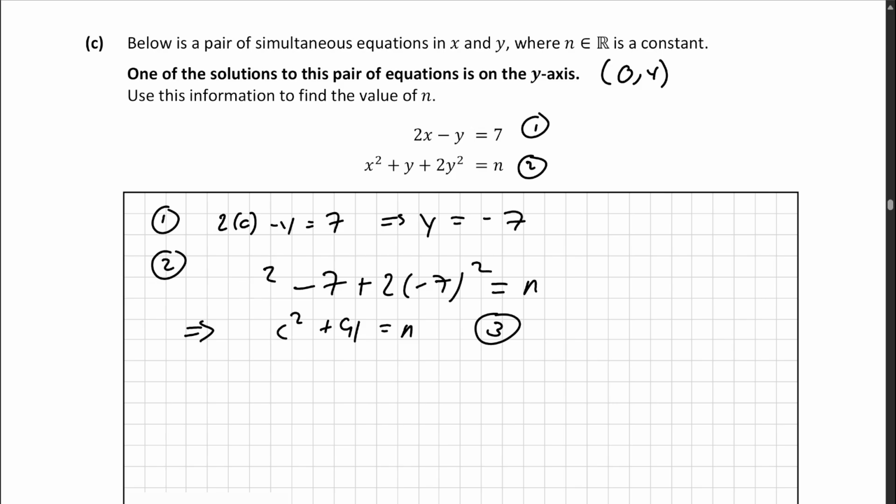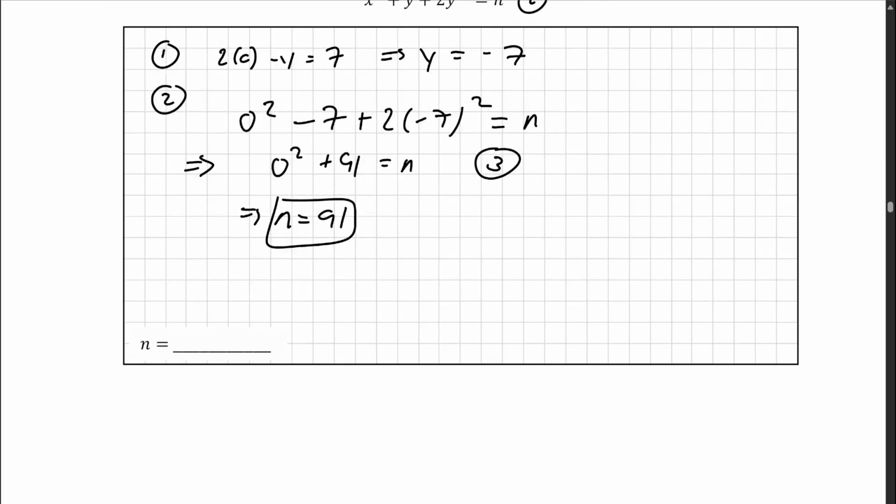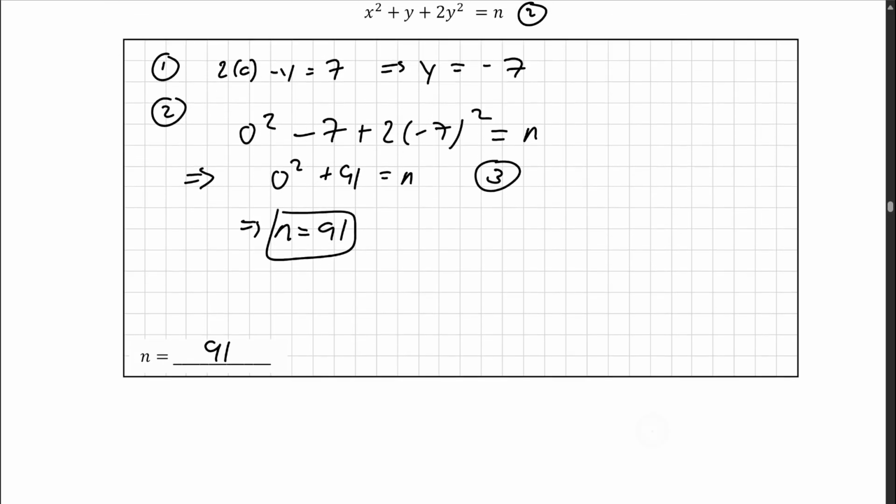Oh yeah, no, because 0 is there as well. What am I doing? I don't actually need x or y. Yep, so n is just 91. Wow, I completely forgot how to do the question, but yeah, there we go.